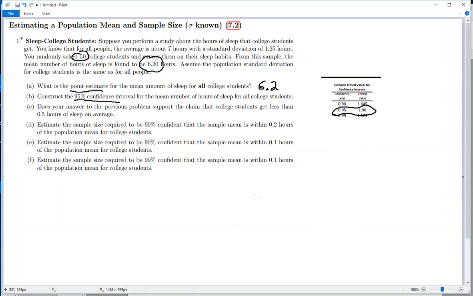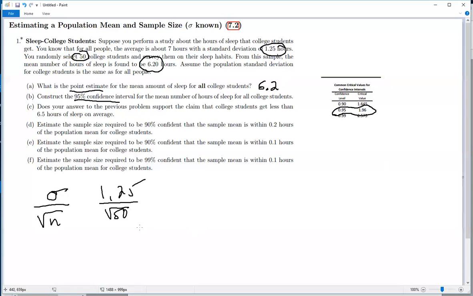Now, to get the standard deviation for the sampling distribution, the central limit theorem tells us to take the standard deviation for the population and divide it by the square root of the sample size. So we've got a standard deviation for the general population of 1.25 hours. See that right there? And they took a sample of 50 students. So we're going to do that calculation.